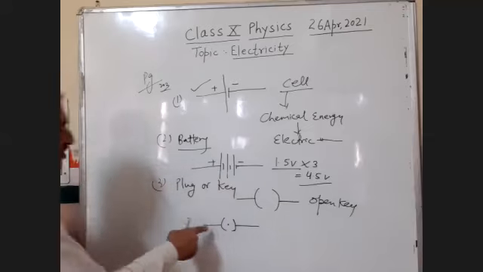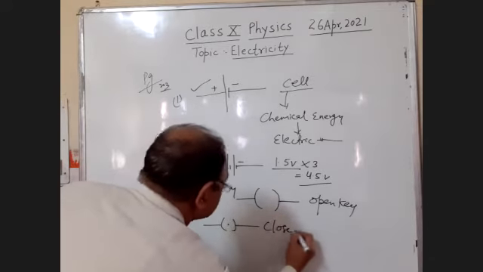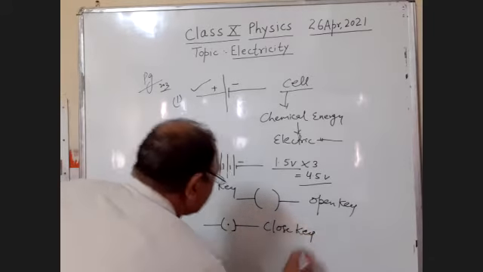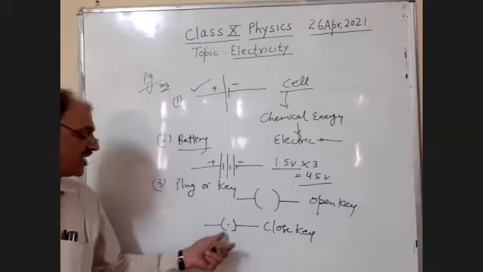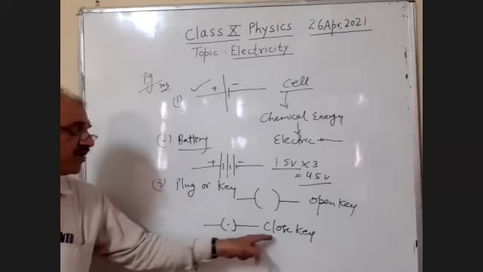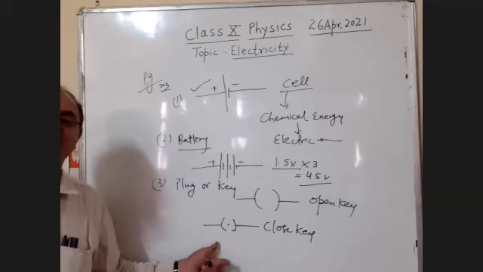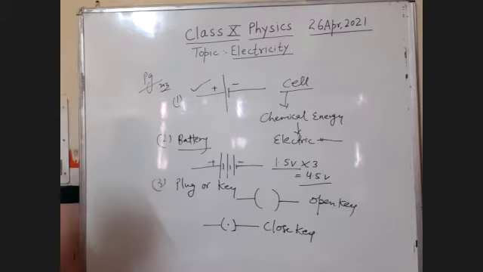Now if I put a black dot in this, this is also a symbol of plug or key, but it is closed. Closed key means when this circuit is closed, that time we show a black dot. It's the symbol of closed key. Is it clear, student?